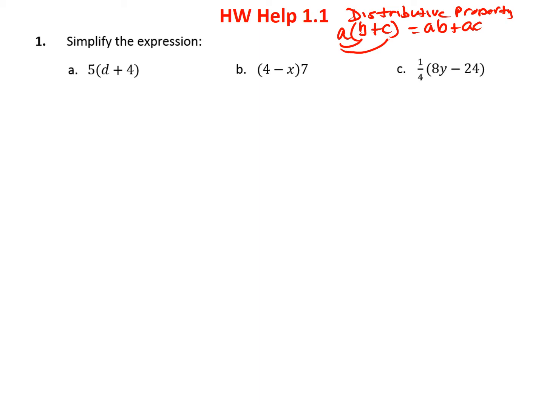So first thing I'm going to do is multiply 5 times D and then plus 5 times 4. Or if I simplify that, that's 5D plus 20. Okay.